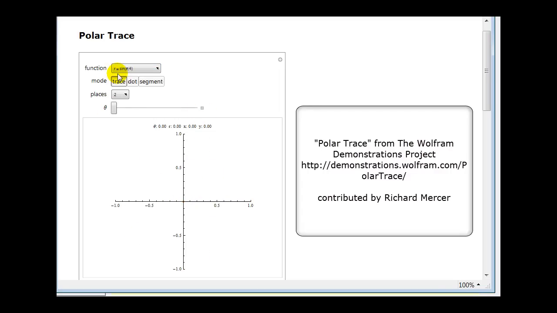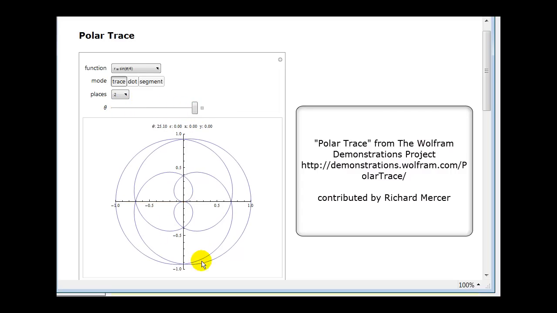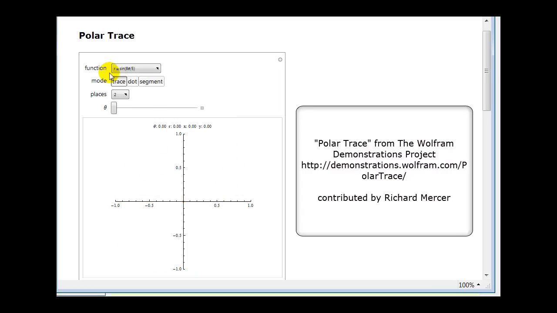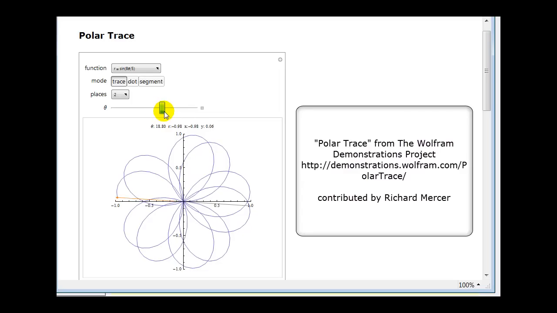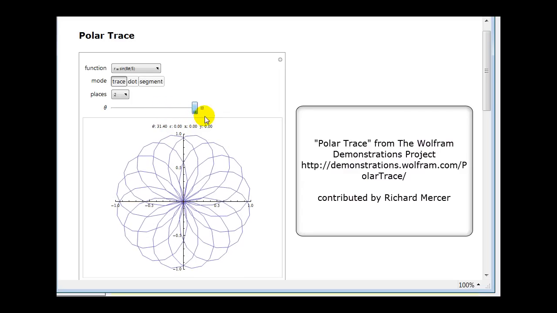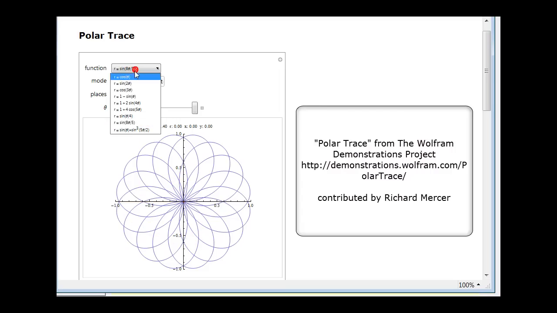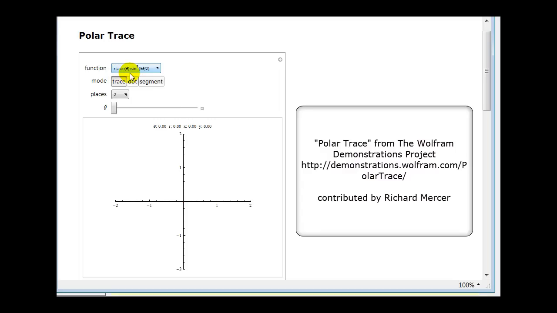Now we have r equals sine theta divided by 4. And I'm always amazed. This is a pretty cool looking design to me. Next, we have r equals sine 8 theta over 5. And as this is created, you can see it's a rose that has overlapping petals, which creates another really cool design. And there's one last one. Here we have r equals sine theta plus sine cubed of 5 theta over 2.